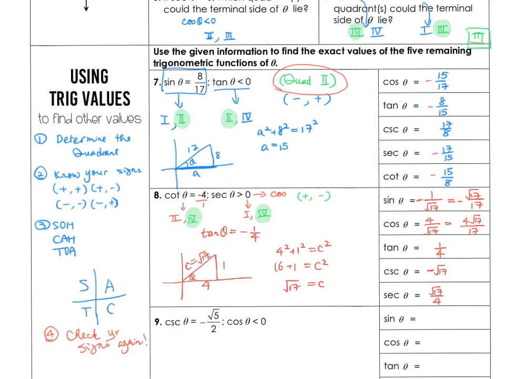This is in the fourth quadrant. Therefore, sine must be negative, right? Fourth quadrant is only cosine. Cosine is positive, so this is positive. Tangent has to be negative. Cosecant is related to sine, so if sine is negative, this has to be negative. Secant is the same as cosine. Got it?